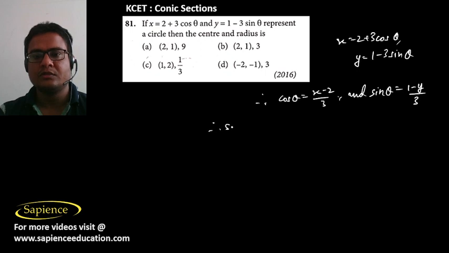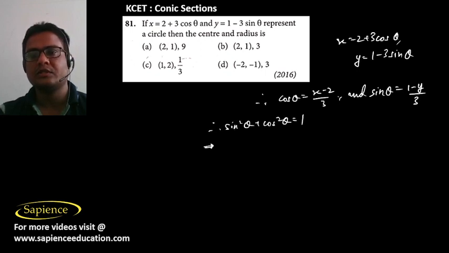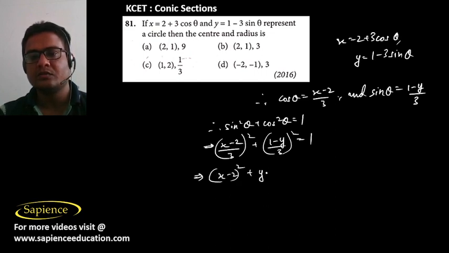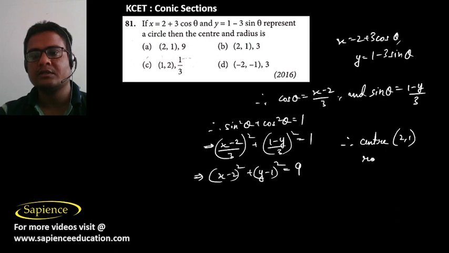Now sin square theta plus cos square theta equal to 1. So x minus 2 by 3 whole square plus 1 minus y by 3 whole square is equal to 1. So x minus 2 whole square plus y minus 1 whole square is equal to 9. Therefore the center is at 2, 1 and the radius is 3 units.